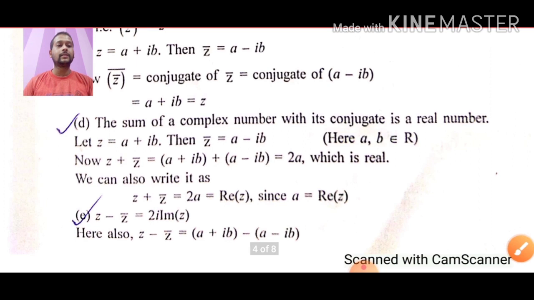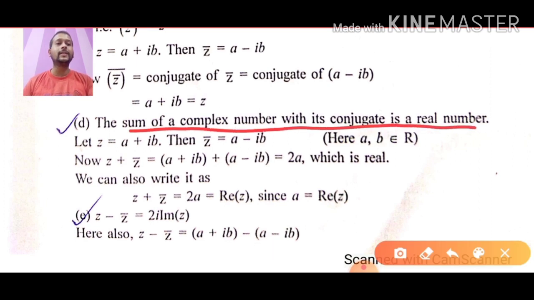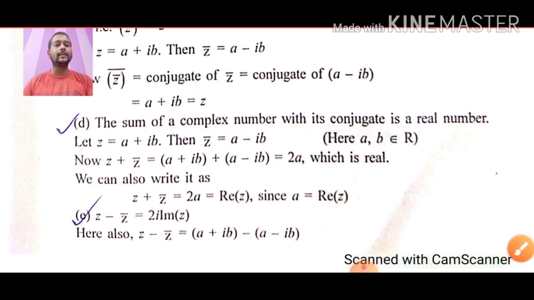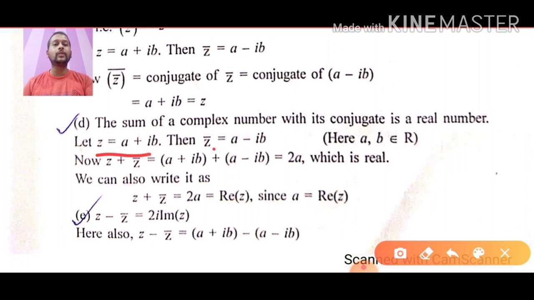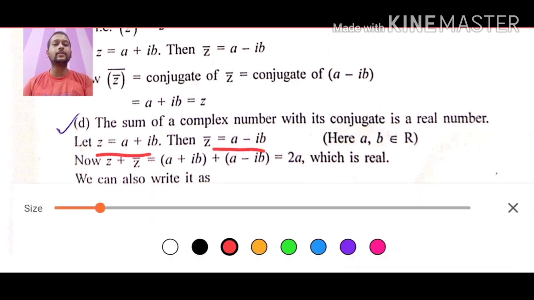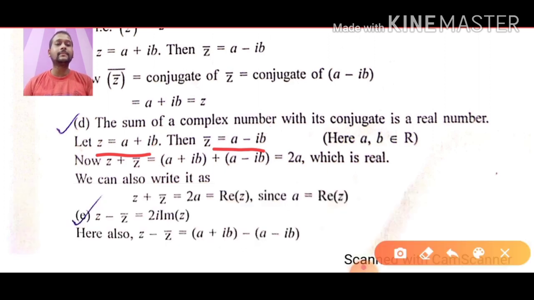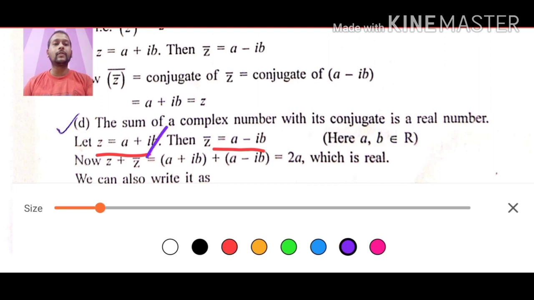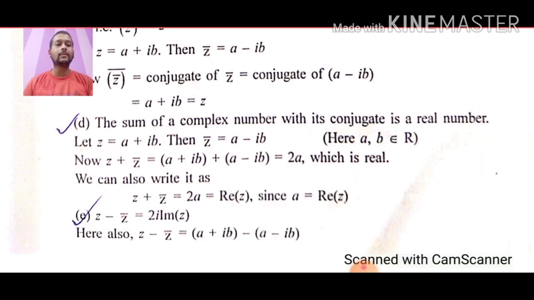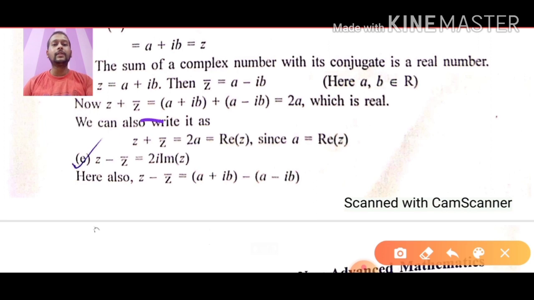Then the sum of a complex number with its conjugate is always a real number. Of course, you know a plus ib, the proof is given here. A plus ib and its conjugate will be a minus ib. When we are adding, the imaginary parts will cancel, because one will be positive and the other negative. We will get twice a, which is real. That means the addition of two conjugates is always a real number.